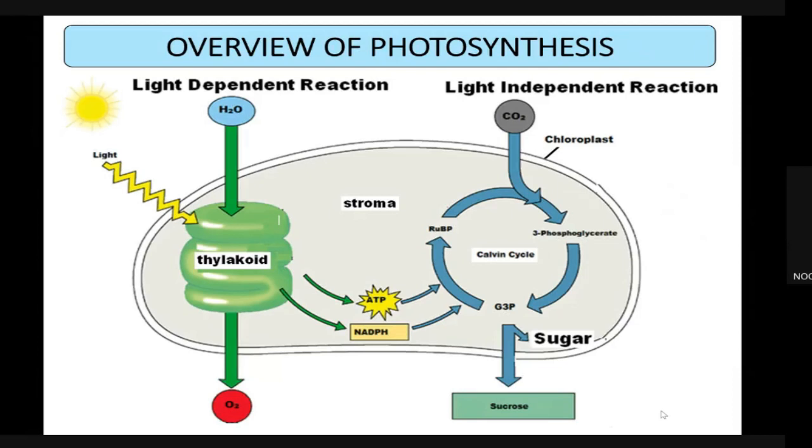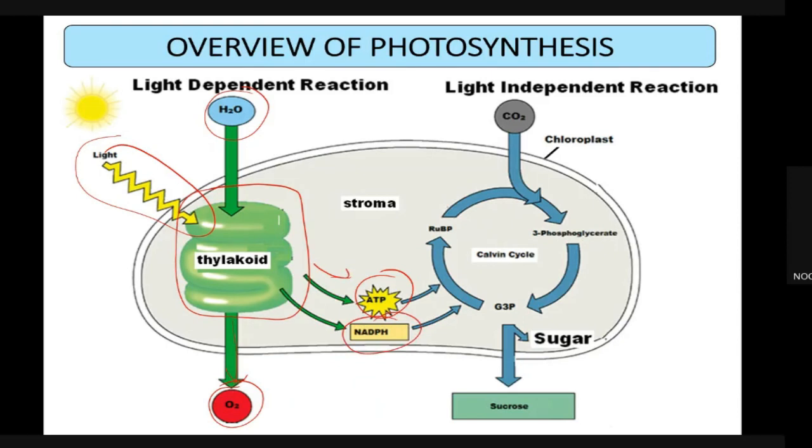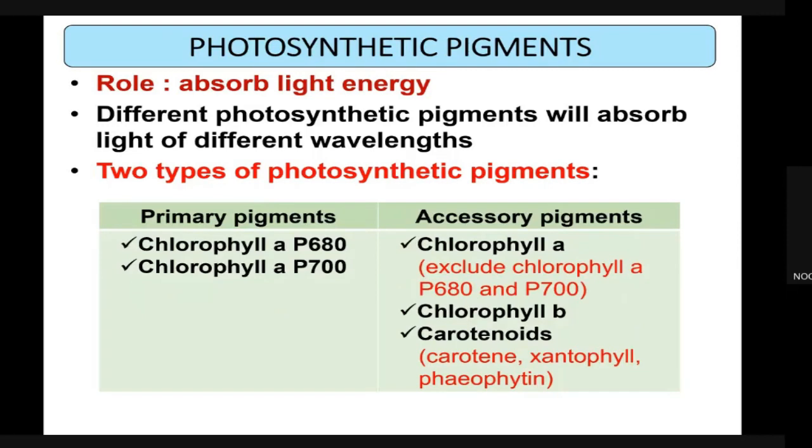As you can see from the diagram here, light-dependent reaction occurs in the thylakoid. The energy is absorbed in the thylakoid. H2O is used, producing oxygen and ATP and also NADPH. While for the light-independent reaction, ATP and NADPH from the thylakoid membrane, or from the light-dependent reaction, will be used to convert carbon dioxide to sugar. First, you need to understand about photosynthetic pigments.